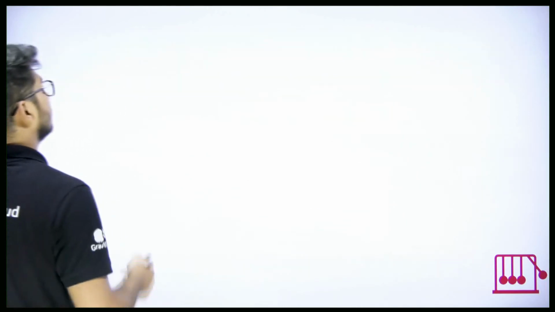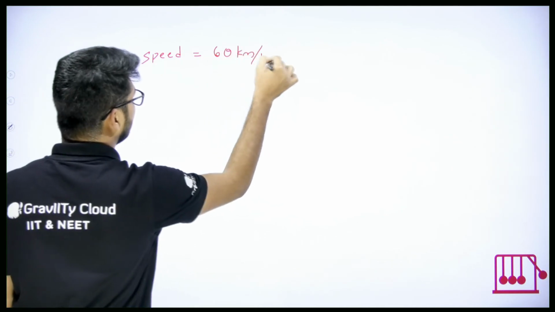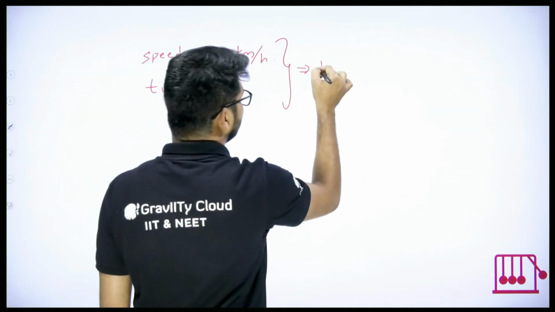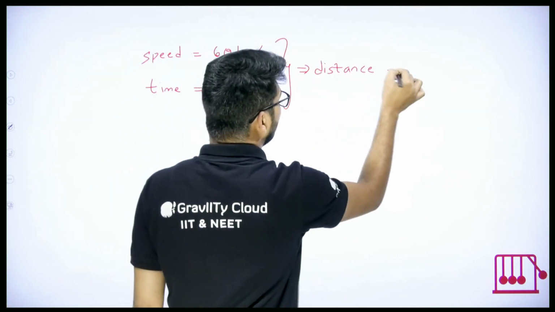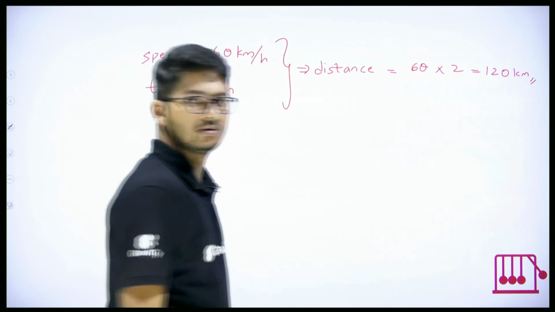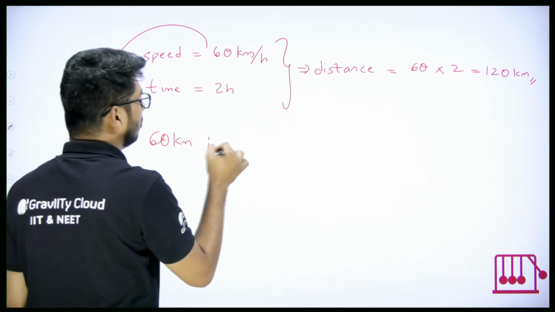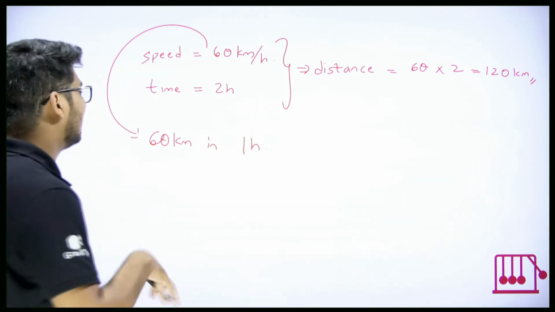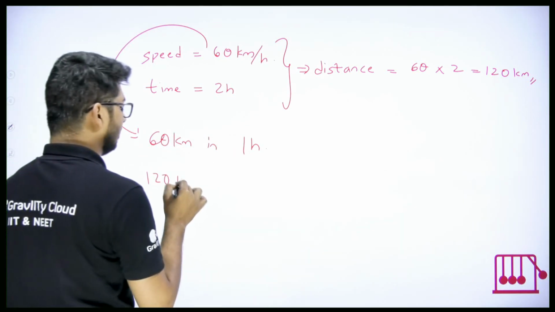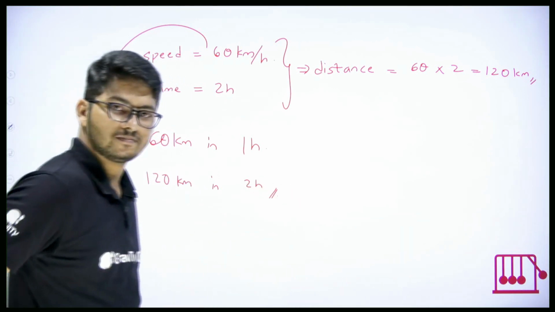I'll give a simple example for you. Let's say speed is equal to 60 kilometers per hour and time is equal to 2 hours. How do you get the distance? Distance traveled, you go with 60 into 2, you will tell it as 120 kilometers. Yes or no? Because 60 kilometers per hour means 60 kilometers in 1 hour. If you need that in 2 hours, you multiply with 2. 60 into 2 becomes 120 kilometers. That's it. End of story.